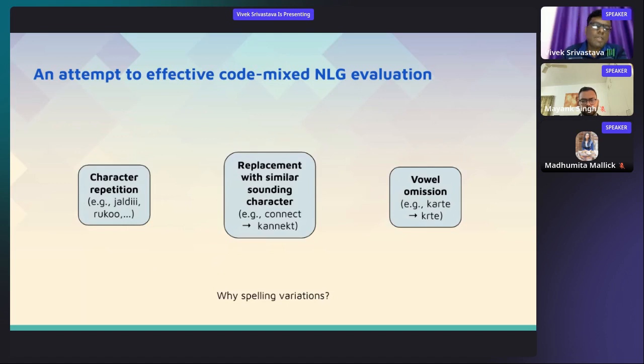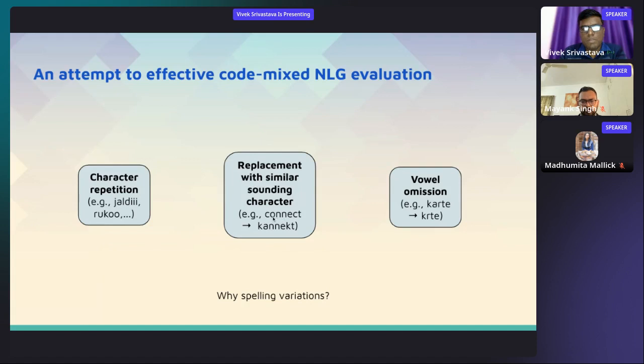So what is happening here is there are three things that can happen. Either a character is being repeated, for example the word jaldi, where the I is repeated multiple times, either to show some kind of emotion or something else, but the character is repeated. In the second case, there is a replacement with a similar sounding character.